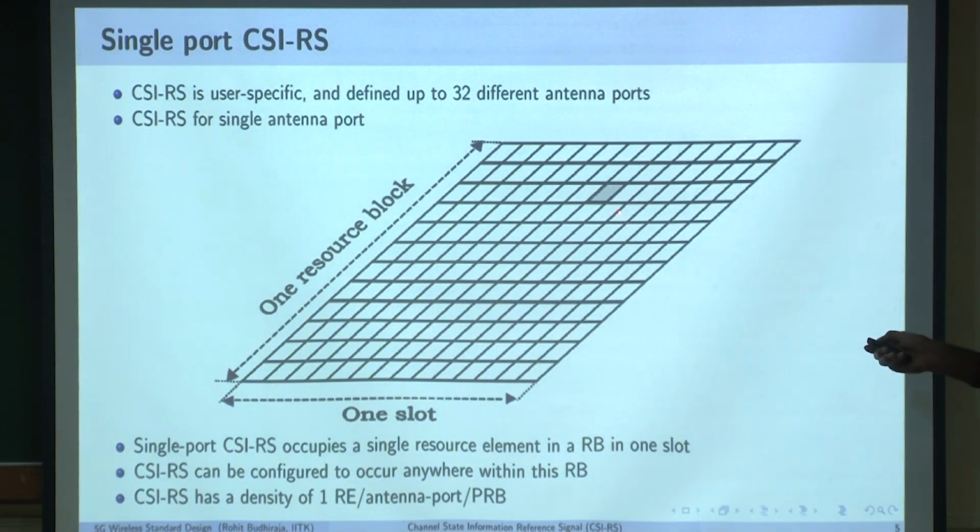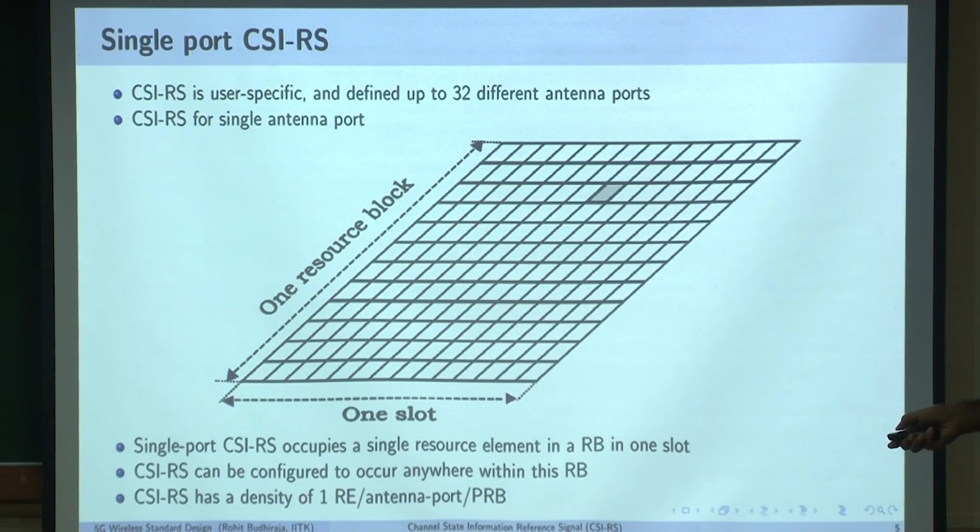What does that mean? How many antenna ports does this CSI-RS have? It has only one antenna port, correct? And how many such CSI-RS are you sending per PRB? You are sending only one per PRB. And how many REs are you using? One RE per PRB, right? And how many antenna ports can it be used for? It can be used for one antenna port. So this is called the CSI-RS density.